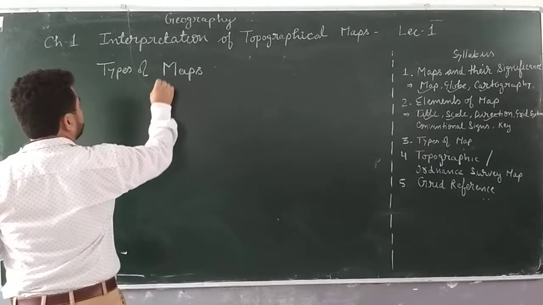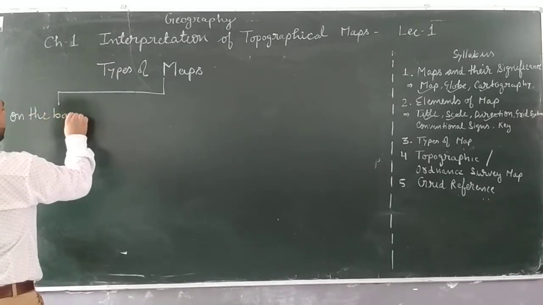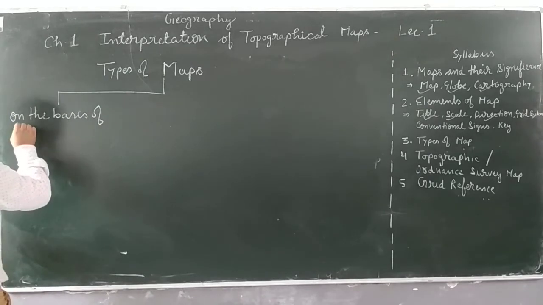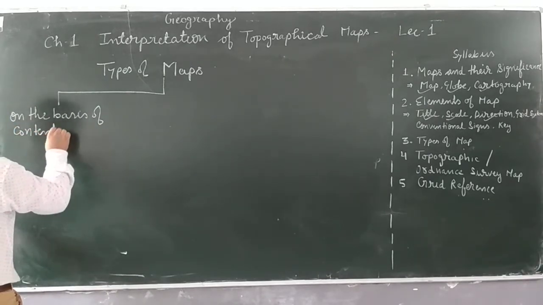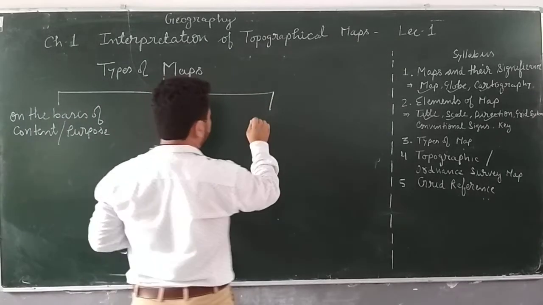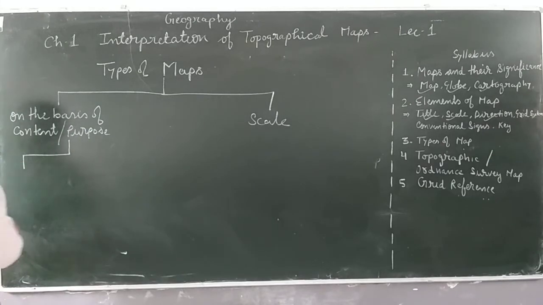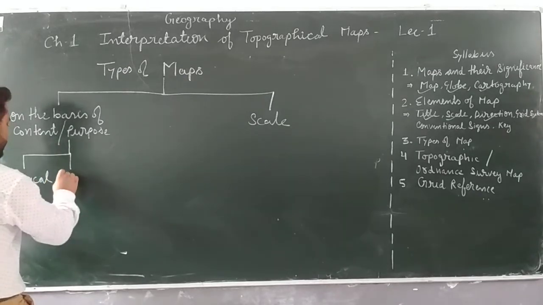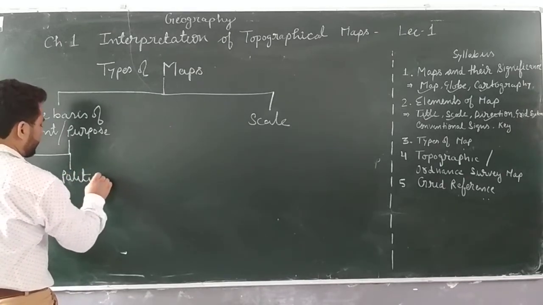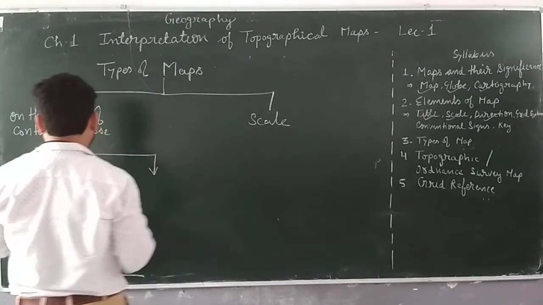So we can categorize types of maps on the basis of content or purpose. Second, on the basis of scale. On the basis of content, suppose if we want to show only physical features of Earth's surface, then we will use a physical map. And if we want to show the political boundaries between countries, states and their districts, then we use a political map.